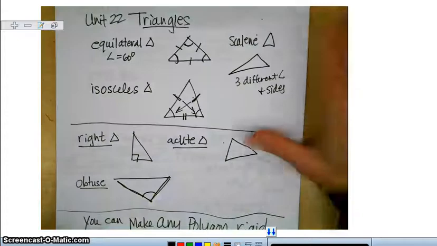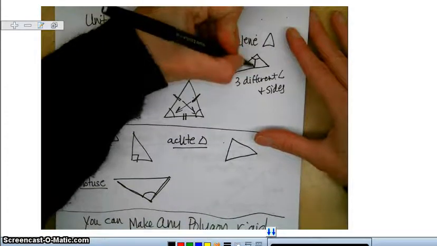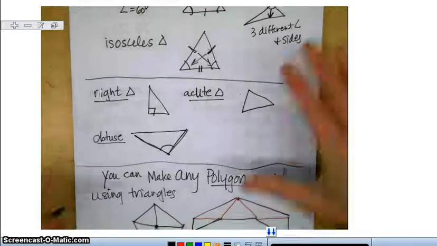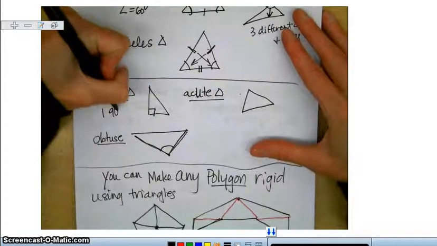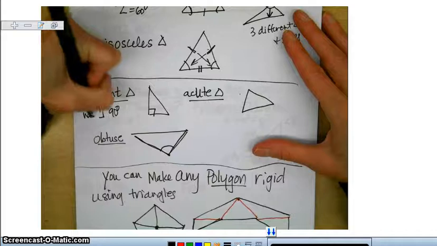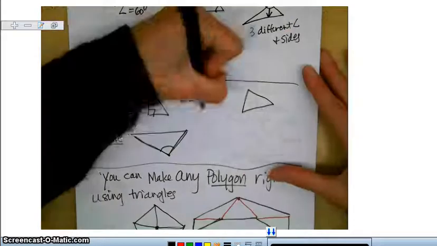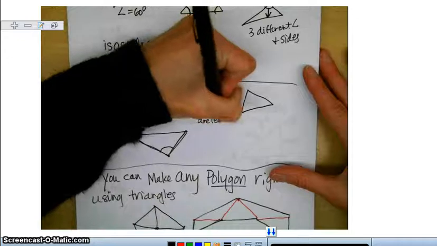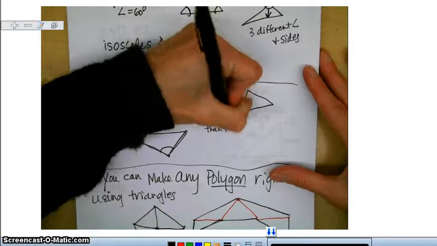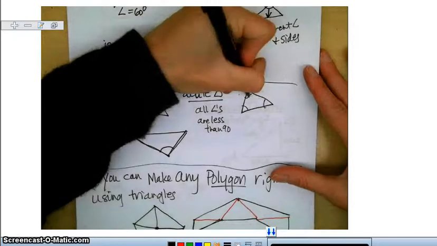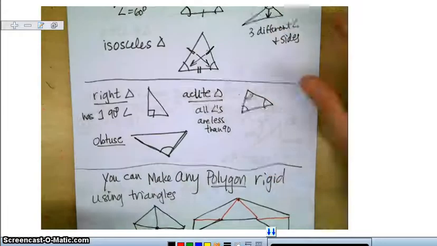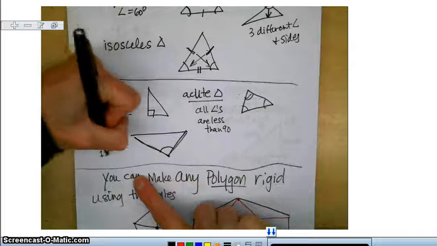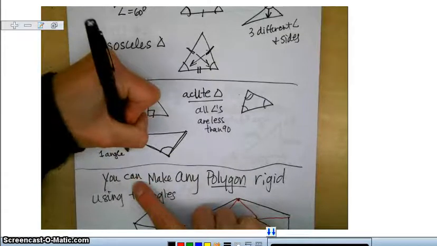Something nice to know about a triangle is that whatever the biggest angle is, the side opposite that is the biggest side. A right triangle has one right angle, one 90-degree angle. An acute triangle has all angles less than 90 degrees. They're not all the same, okay, they could be all the same. In an obtuse triangle, one angle is greater than 90 degrees.